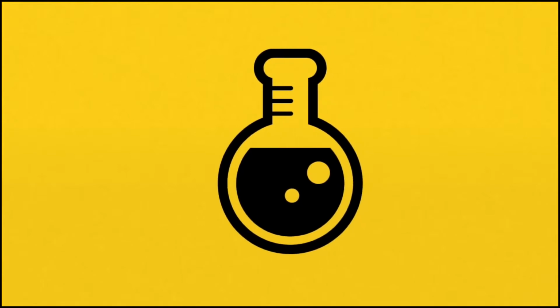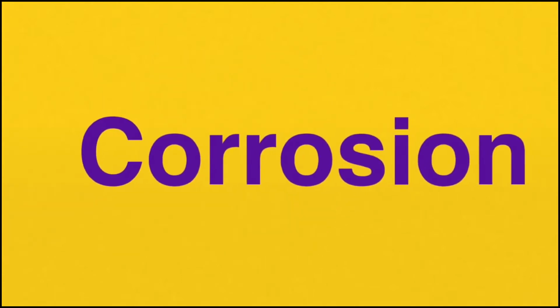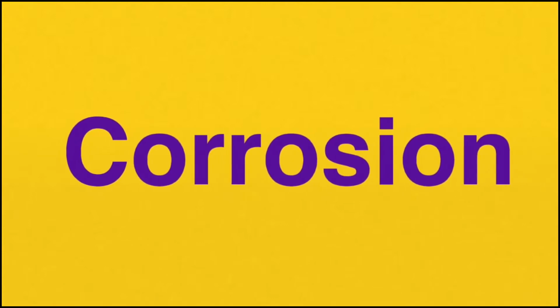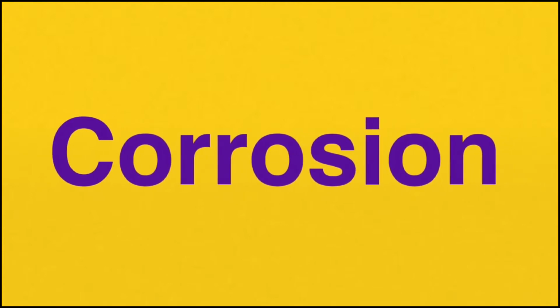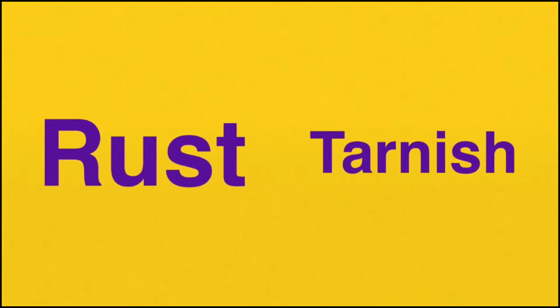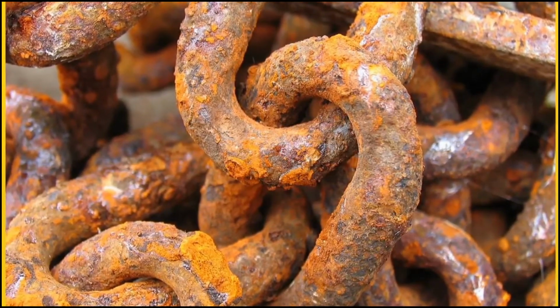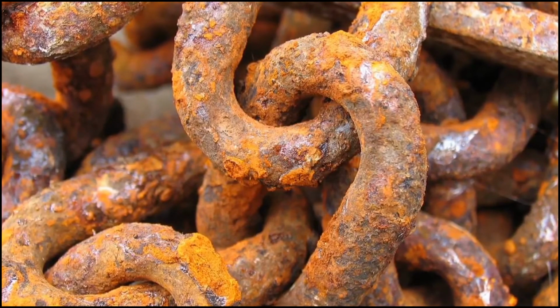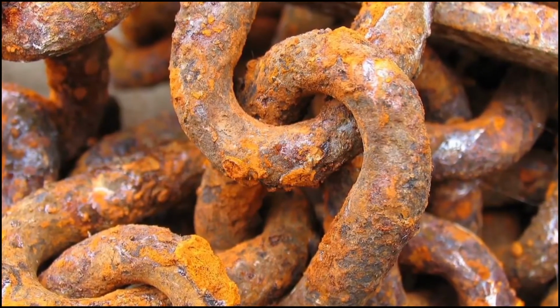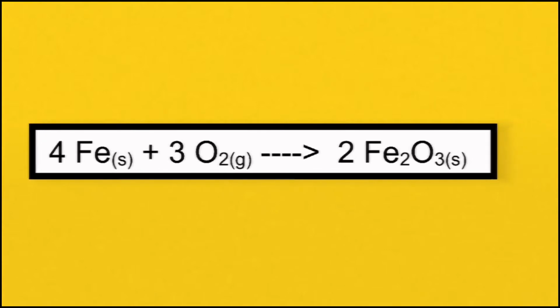Now we're going to talk about a couple different types of chemical reactions. The first type of reaction that we're going to discuss is called corrosion, which is the oxidation of metals or rocks in the presence of air and moisture. More common terms for corrosion are rusting or being tarnished. Rust's real chemical name is iron oxide, which is a product of the chemical reaction of iron and oxygen. Here is the balanced chemical equation for this reaction.